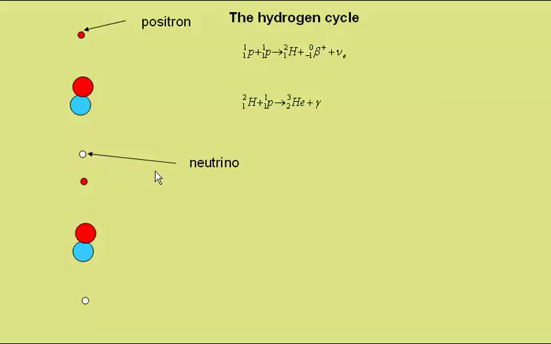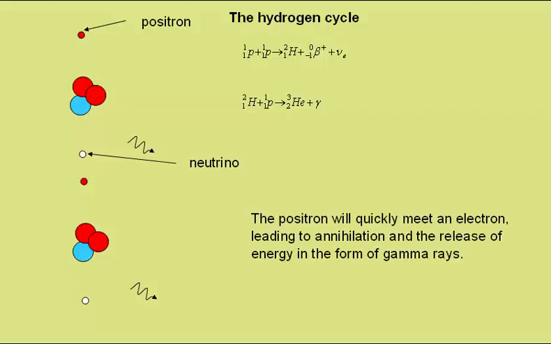What can then happen is another proton comes along, forming helium. This then releases a gamma ray. Again, if we look just at the top one, so here's the proton which comes along, joining up here to form helium-3, and the gamma ray is emitted. The positron will quickly meet an electron, leading to annihilation. This will release more energy in the form of gamma rays.